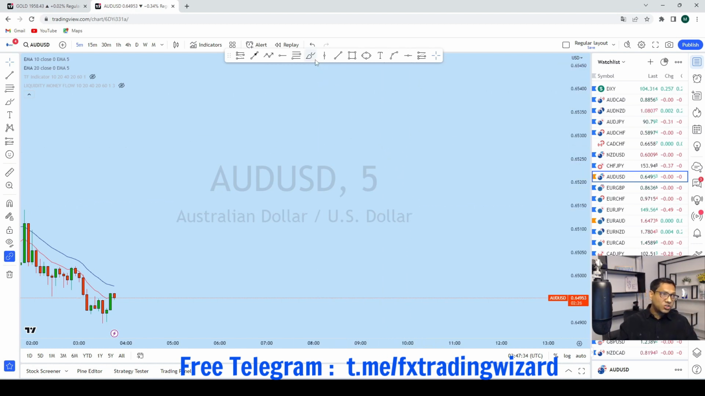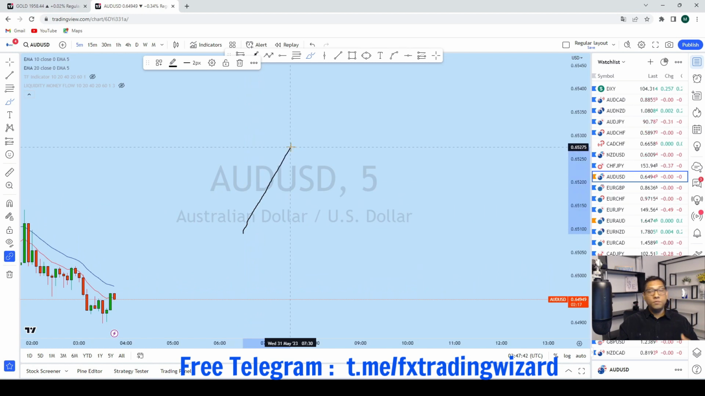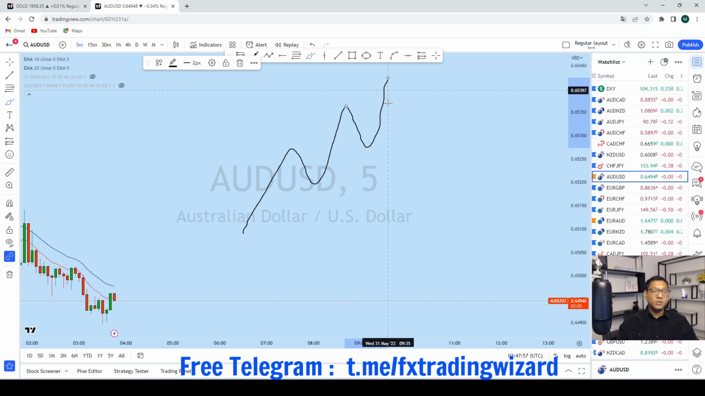Now what is a market structure? To explain it simply, market structure is the way the market moves. If you look at a market, it will move, create an impulse either to the upside or downside, and then will come back for a pullback, and then it will try to create another impulse in an uptrend, and it will come back down for a pullback, and then it will create another impulse. This is called a market structure.